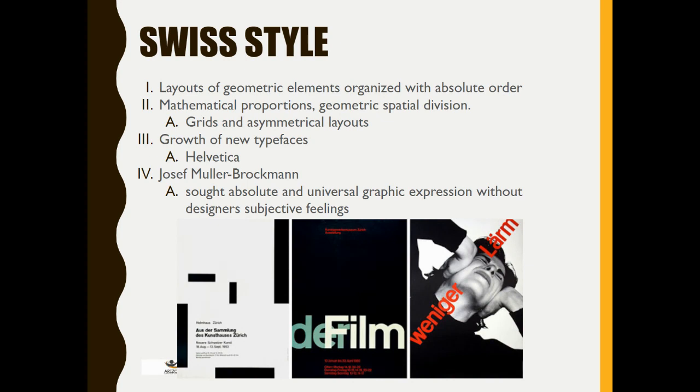Josef Müller-Brockmann is a very famous Swiss style graphic designer. And again, he wanted absolute and universal graphic expression without any feeling. So he didn't want the designer to say, oh, but this kind of feels right, or I want to evoke this feeling. He said, leave that out. We want perfect geometric layout and perfect mathematical proportions. That's what the Swiss style was all about. So anything created in that Swiss style had those same very proportional mathematical grid layouts to them.